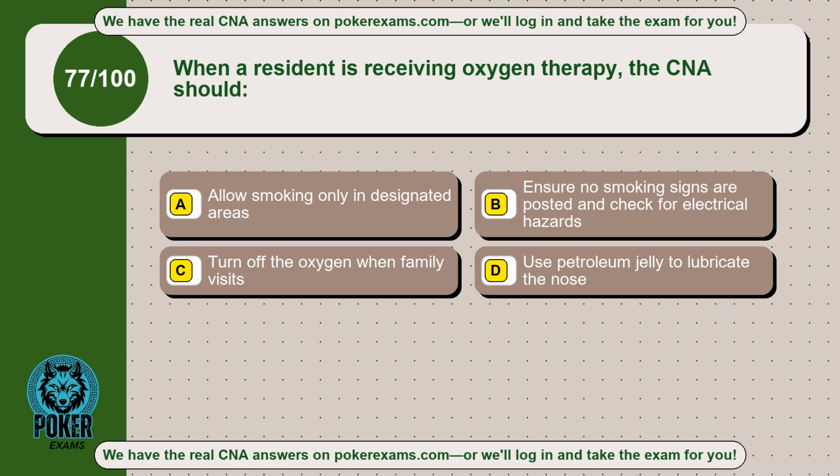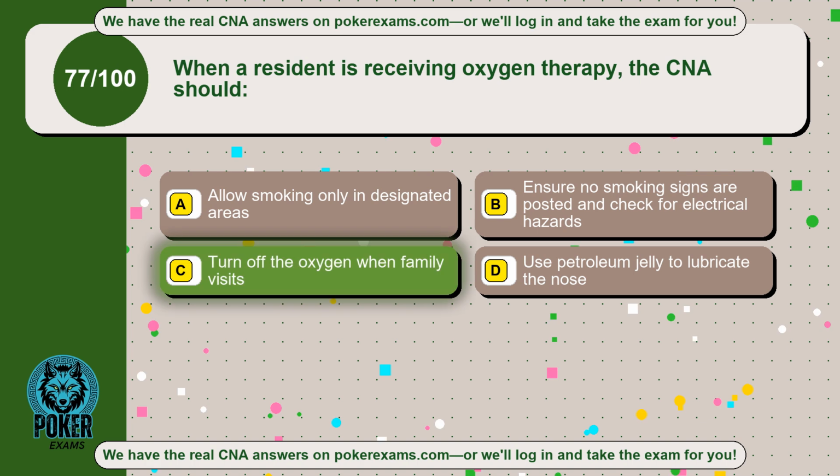Question 77. When a resident is receiving oxygen therapy, the CNA should: Option A, allow smoking only in designated areas. Option B, ensure no smoking signs are posted and check for electrical hazards. Option C, turn off the oxygen when family visits. Option D, use petroleum jelly to lubricate the nose.